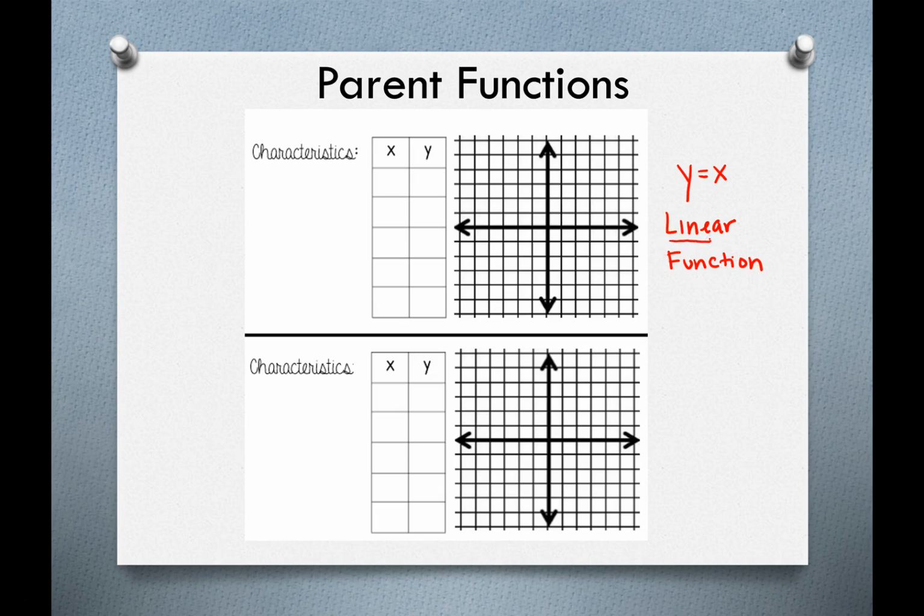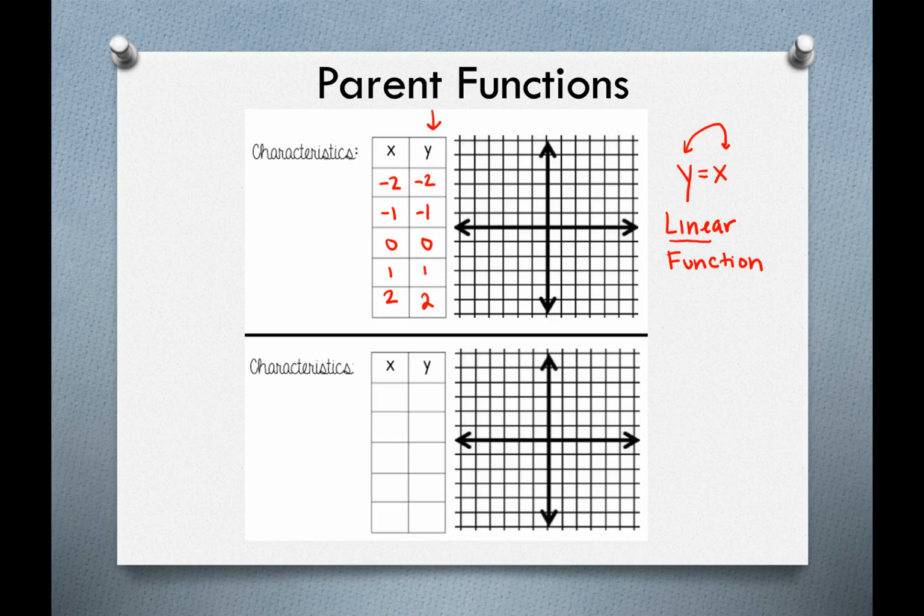When I create a table for a linear function, I'm just going to put the x values -2, -1, 0, 1, 2. If you actually read this, it says y is x, or y is equal to x. Y is the same thing as x. So in this column right here, if y is the same thing as x, I can say -2 here, -1 here, 0, 1, and 2.